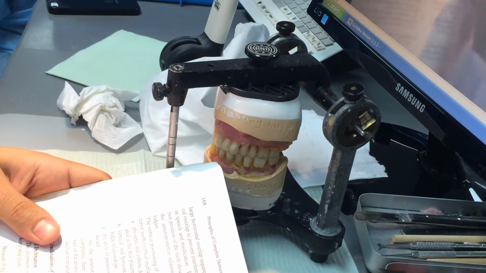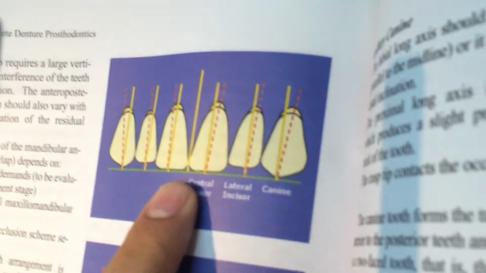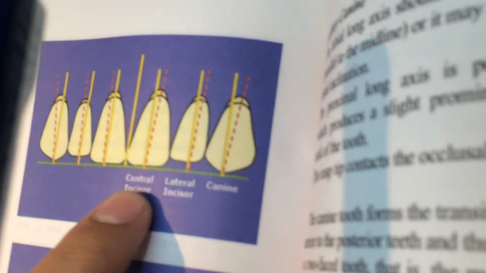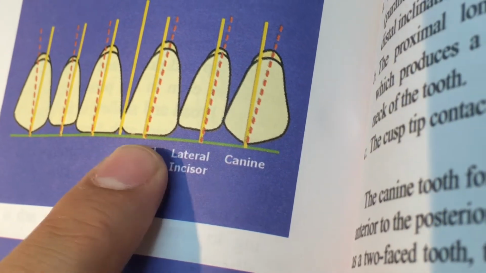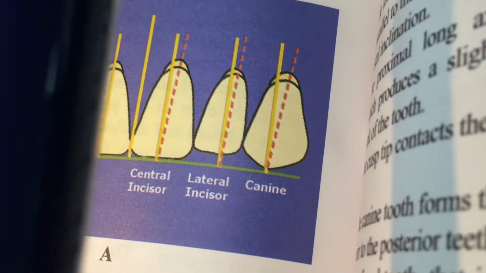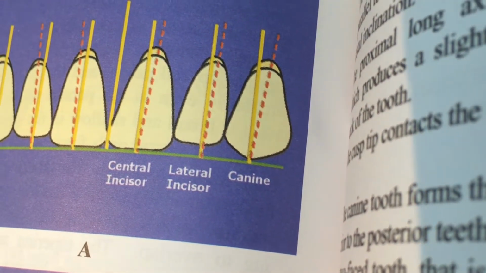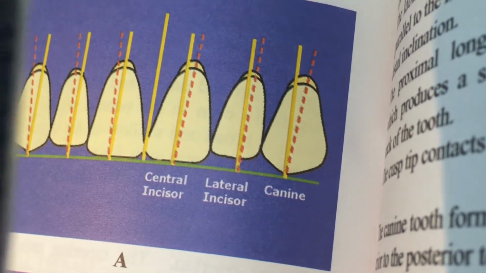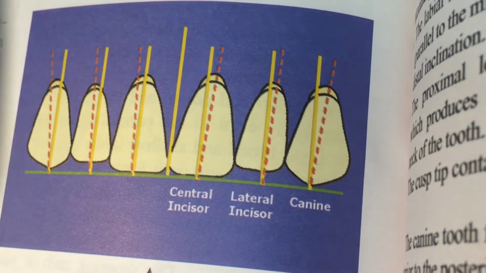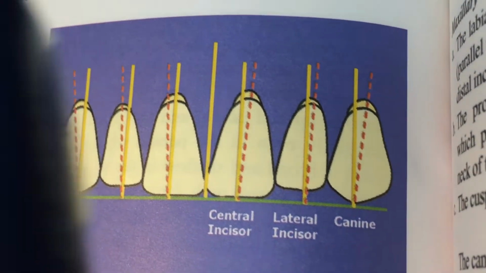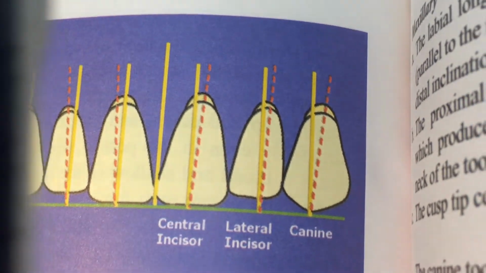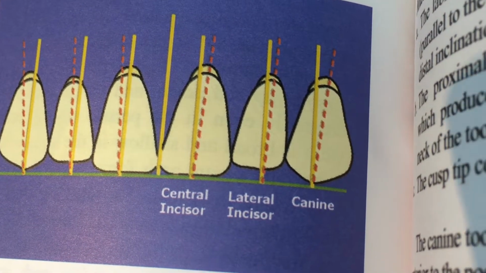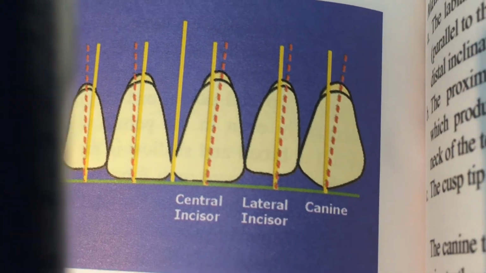Let's have a look at the anterior guidelines. Look at the anterior setting. The green line gives us what we call the incisal plane. The two centrals are touching the incisal plane, and you can see the long axis of the tooth is going a little bit distally. The lateral is a little bit up, and the incisal edge is a little bit up, like 0.5 millimeter, and the long axis is going distally. Canine too, but not touching the incisal plane.